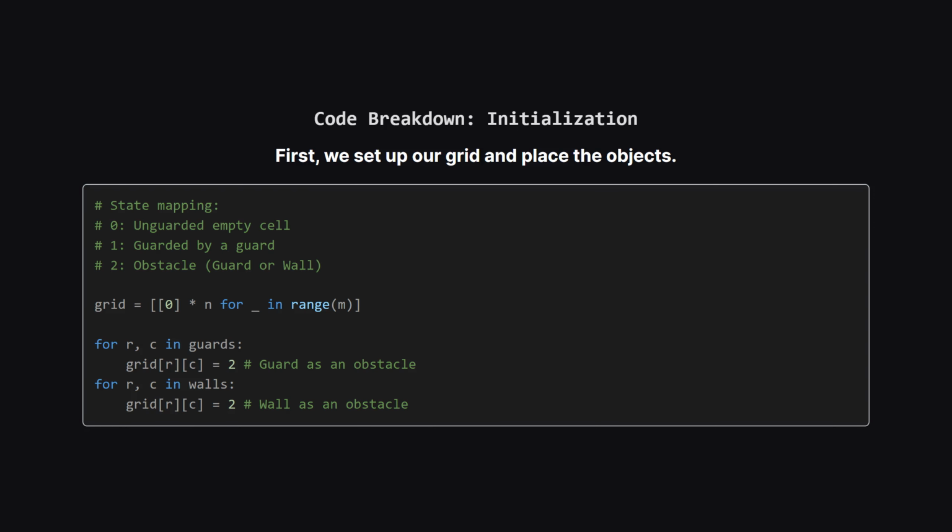Start by creating an m by n grid, initializing every cell to 0, which represents an empty, unguarded space. Then, we loop through the guard and wall positions. For each of these, we place a 2 in our grid. We use the same number for both because, from a vision perspective, they both act as obstacles.